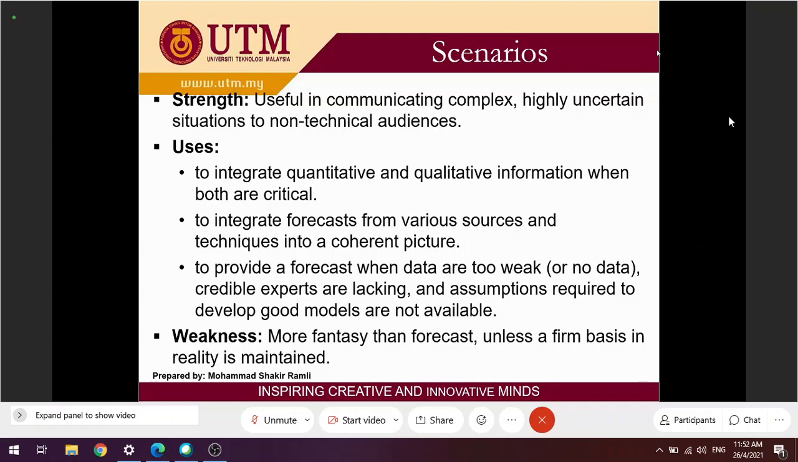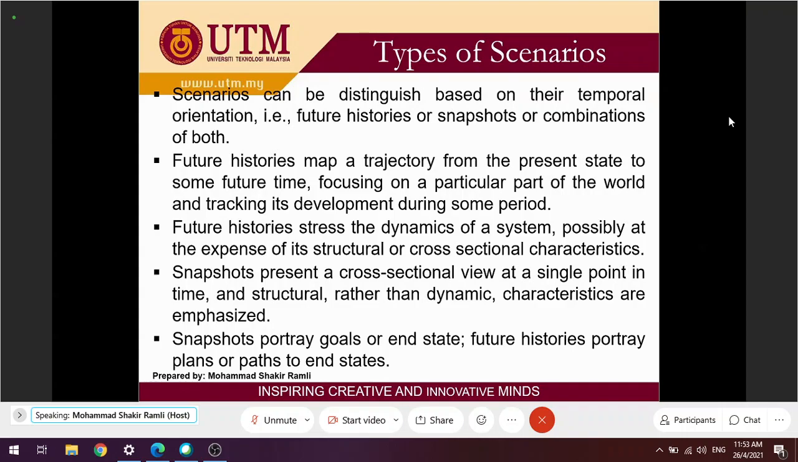Next, types of scenarios. There are a few classifications of scenario types. The first classification is based on their temporal orientation, meaning based on the time used for the forecasting. This is one way of classifying the scenario types.